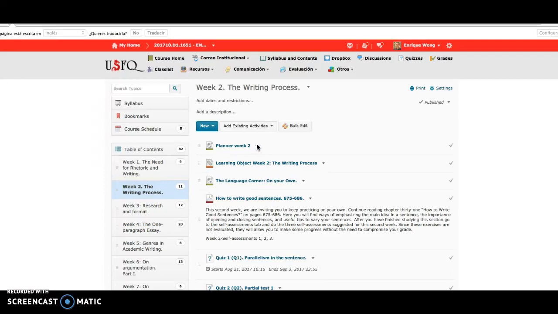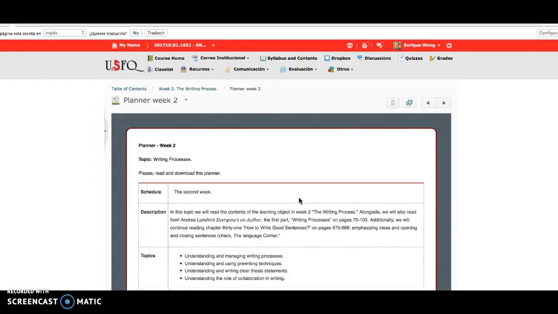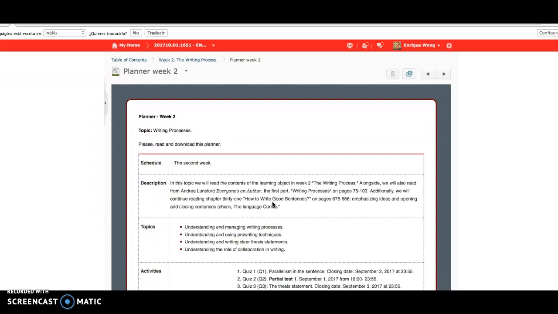The first thing that you gotta do is open the planner of the week, and in the planner you have all you need to know about the week. You have the description, what to read, where to find it, and also not only from the book, but also in reference to the learning object of the week. In this second week, we are studying the writing process. It's a general topic. It's something that you will be using during the fourth week of the class.